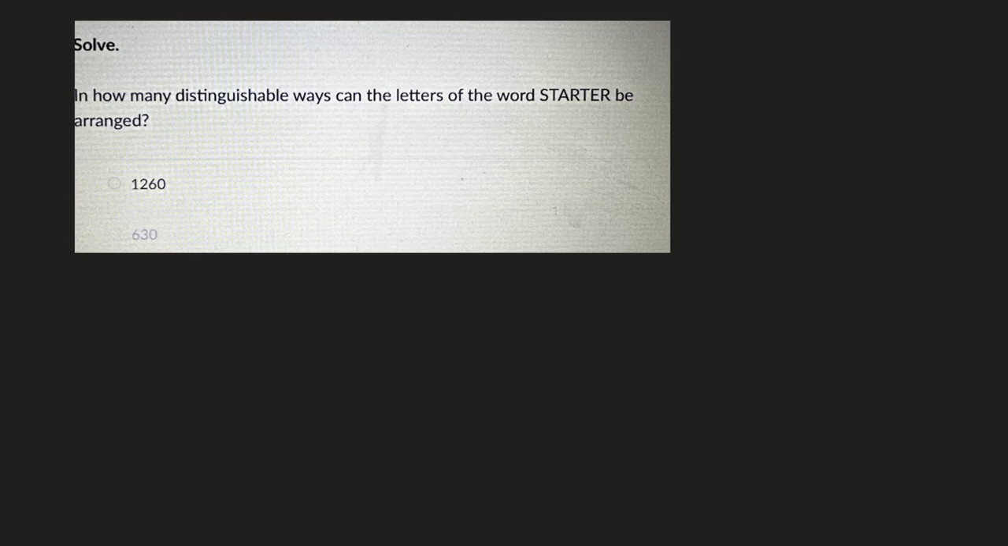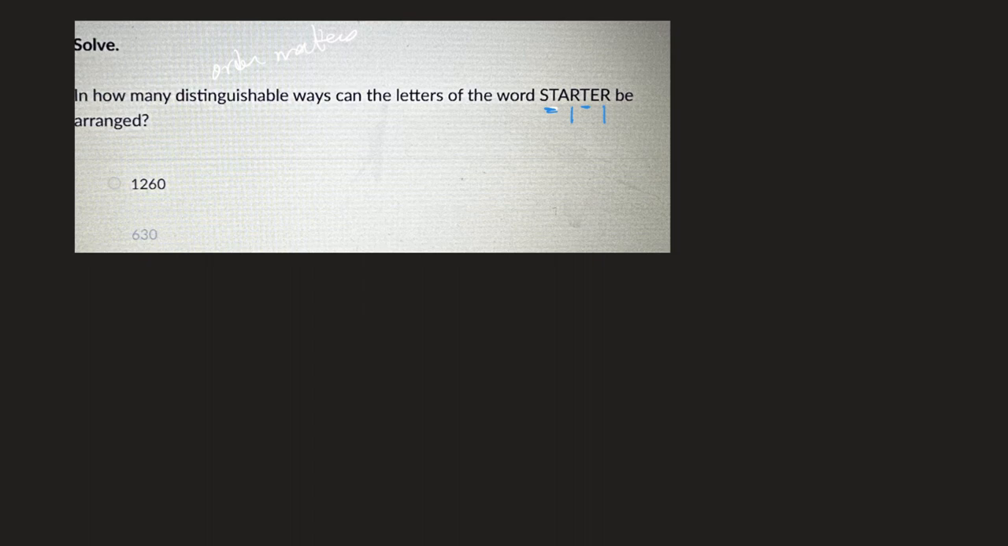All right, here's a question. Permutation, combination, how many ways can you do something? Question. So they say how many distinguishable ways, so order matters, in which you can rearrange "starter." So the issue with starter is that there's repeaters. So there's two T's and there's two R's. I think those are the only repeaters.